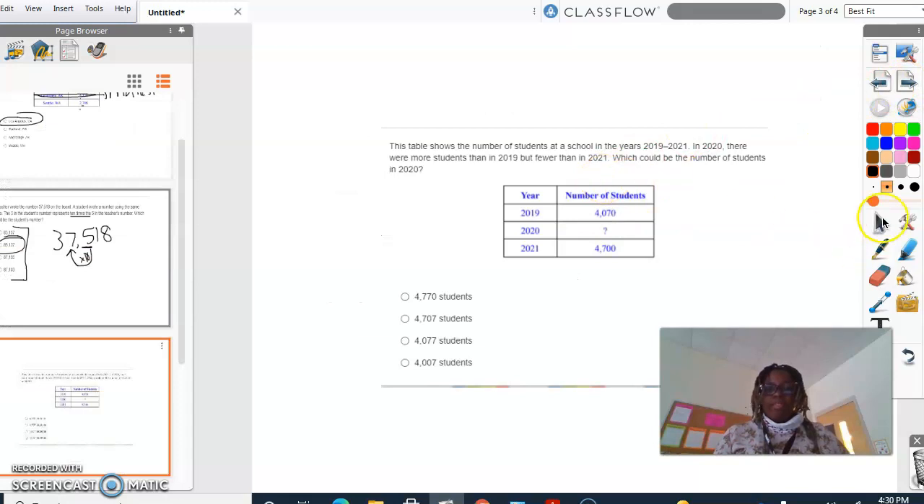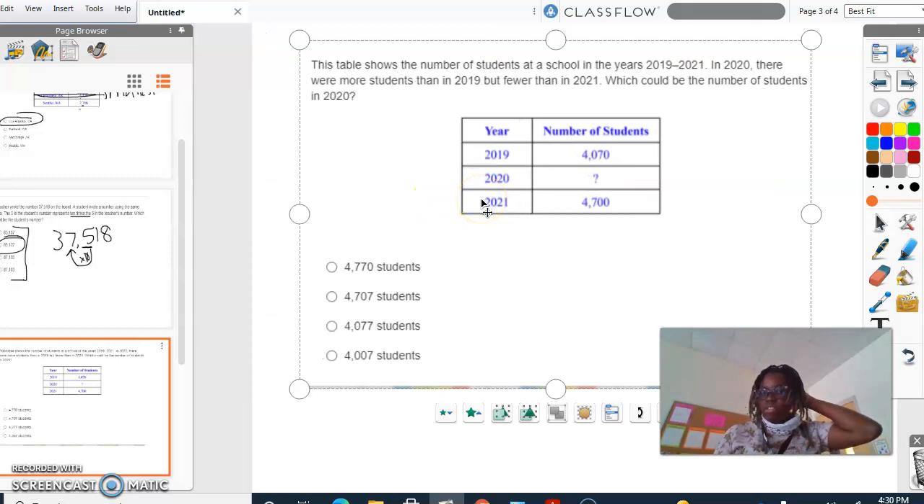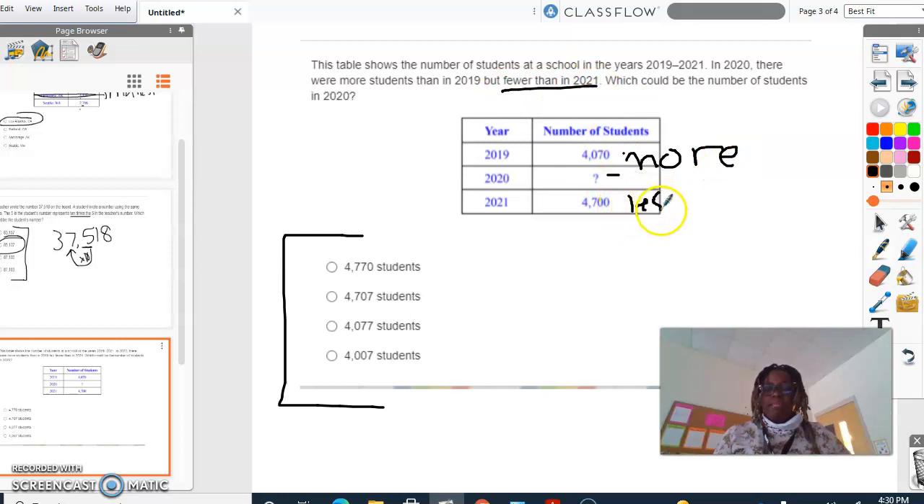All right, next one. The table below shows the number of students at a school in the years 2019 and 2021. In 2020, there were more students than in 2019. So for this answer, I've got to find an answer choice that is more than this, but fewer means less than this. So which one shows more than 44,070? Which one can I cross out? Which one shows more than 44,070?